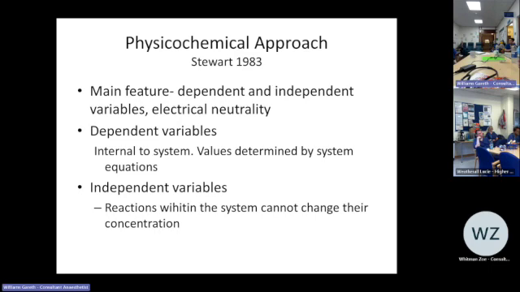and talks about dependent and independent variables. One of the main features of this is the need for electrical neutrality across the physiology. You can't be more negative than positive. The dependent markers in this are basically PCO2 and bicarbonate. The independent things we'll come to in a second.